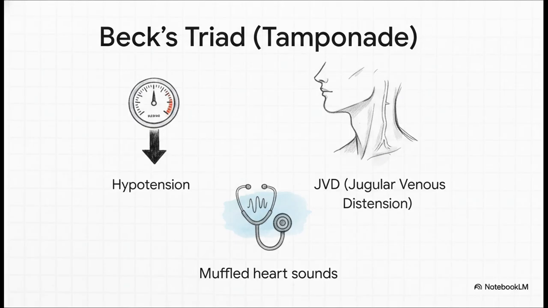And how do you spot it? You have to burn Beck's triad into your brain. First, you get hypotension, because a heart that can't fill can't pump. Second, jugular venous distension, or JVD, because all that blood trying to get back to the heart is backing up into the neck veins. And third, muffled heart sounds, because you're literally trying to listen through a layer of fluid. See these three together? You better be thinking cardiac tamponade.